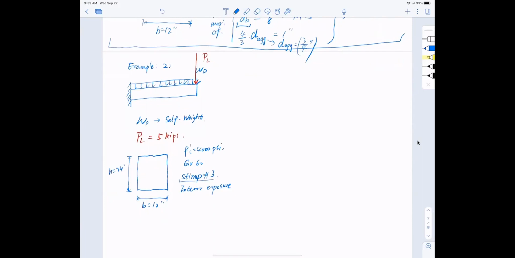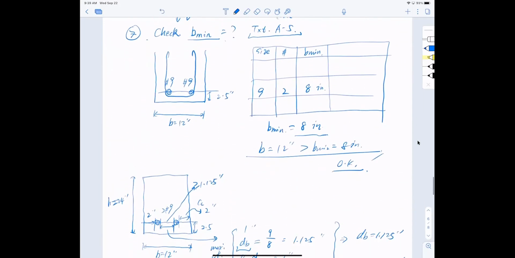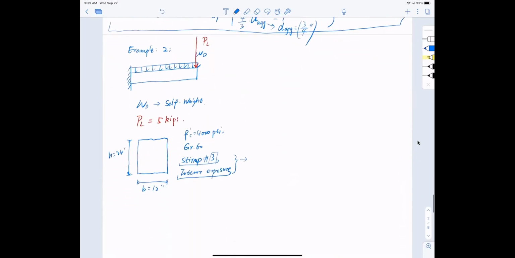So I have stirrups number 3, interior exposure, and I was very excited. Well, I'm always excited, but I was very excited when I heard these two. Why is that? Because we can do what? Just what we just said here. We can use what? Number 9 bars. Well, yes, but more importantly, we can use table A5. Oh, 5. Is that right? Yeah. Right, that's very important. Okay, good. Thanks a lot, Henry.